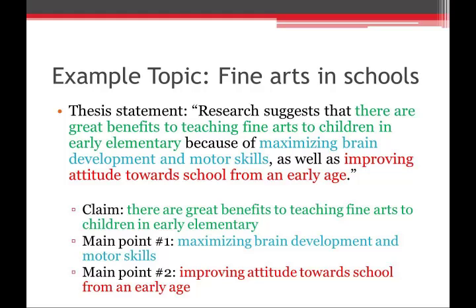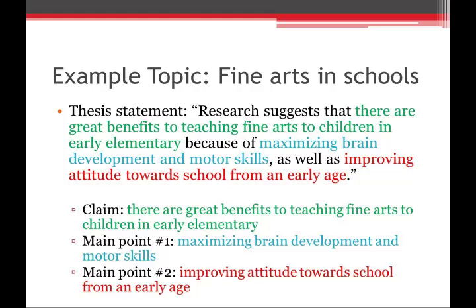Now, when you get to the outline, this will become very systematic. So you'll have your thesis statement in the introduction. You'll provide 2 points in the preview, and those 2 points again would be maximizing brain development and motor skills, and the second main point would be improving attitudes towards school from an early age.